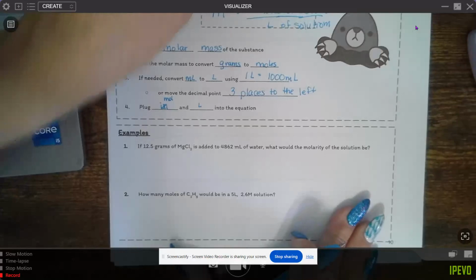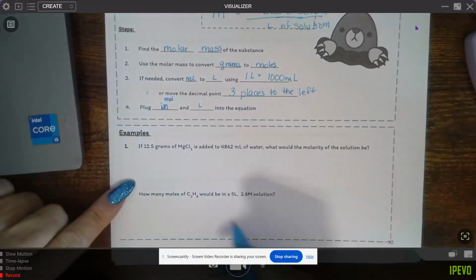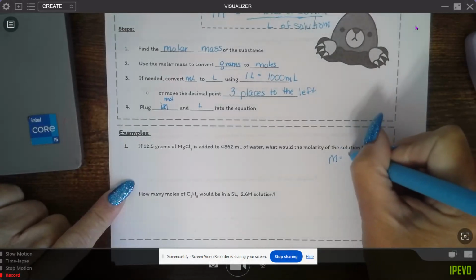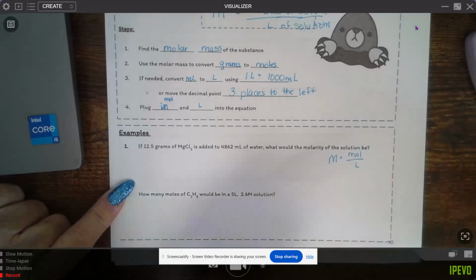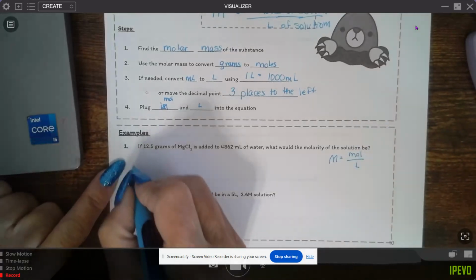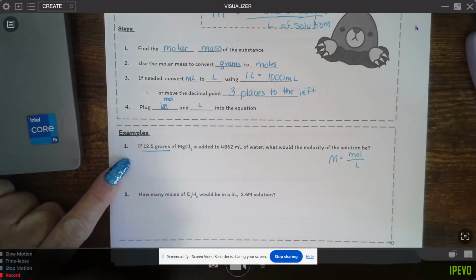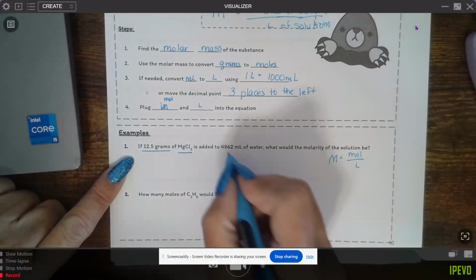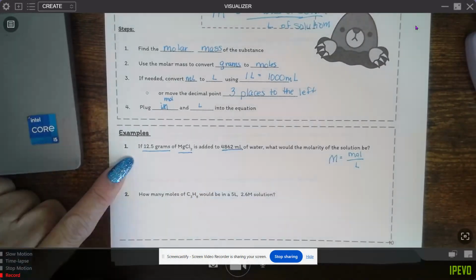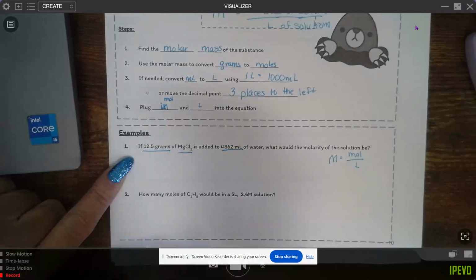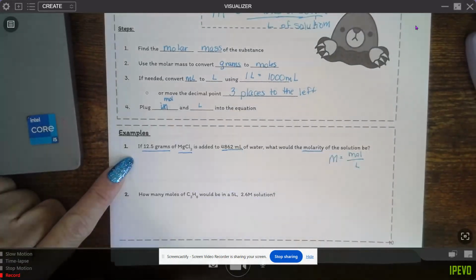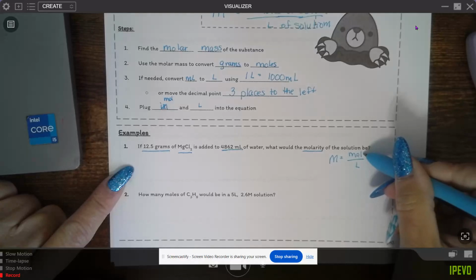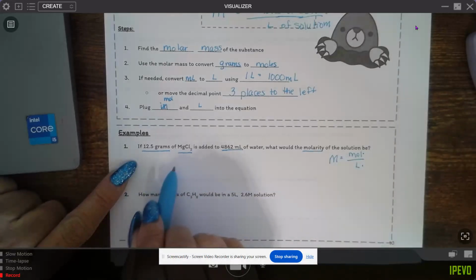Okay, so here's an example. I'm going to write down what I have. Over here I'm going to write down what I need to know: I need to know capital M, I need to know moles, and I need to know liters. This problem starts with 12.5 grams of magnesium chloride, and then it's added to 4,862 milliliters of water, and it's asking us to find the molarity. To solve for molarity, we need moles and liters. We don't have either of those right now.